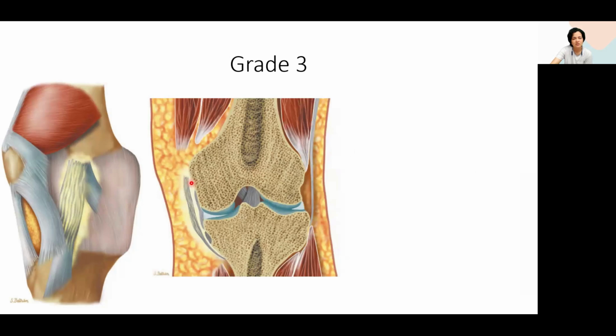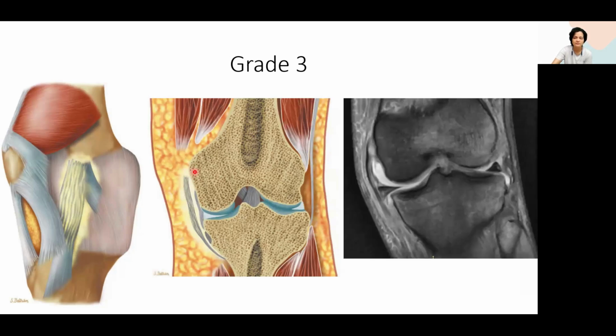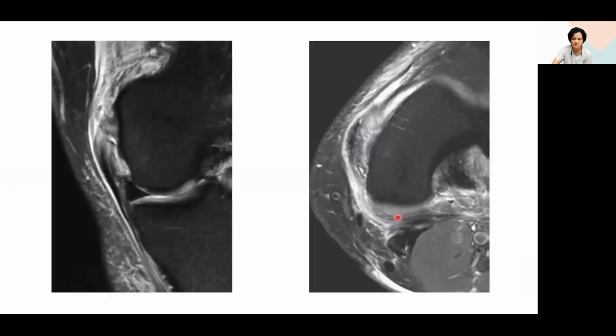In grade 3 medial collateral ligament injury, there will be complete detachment of the medial collateral ligament from the femoral condyle. So here we can see this is the medial collateral ligament, and it is completely gone from its bone attachment. Here again we can see there is grade 3 medial collateral ligament injury at the femoral attachment side, also seen on axial view.